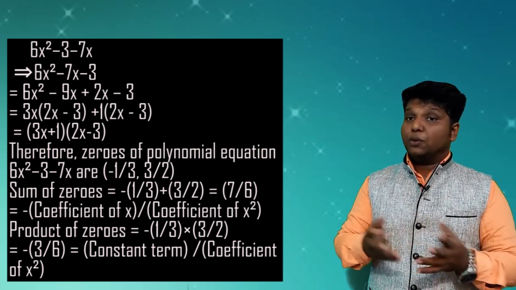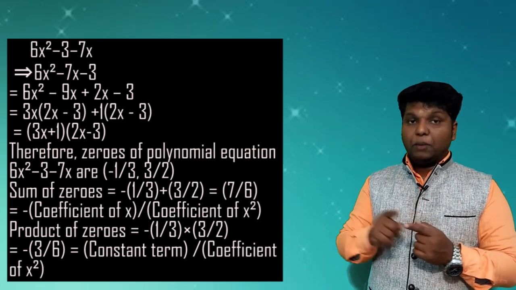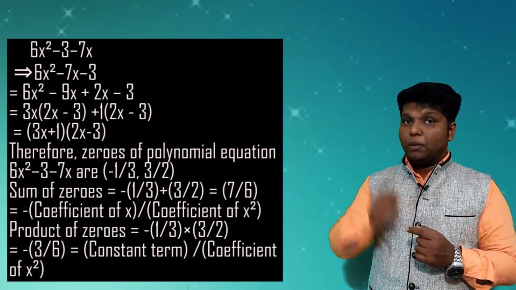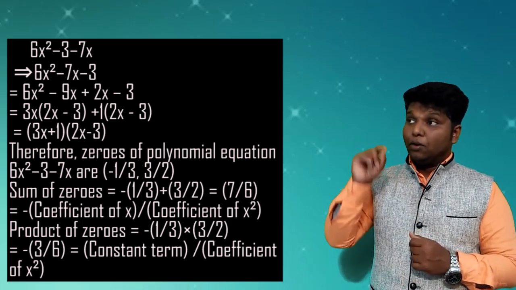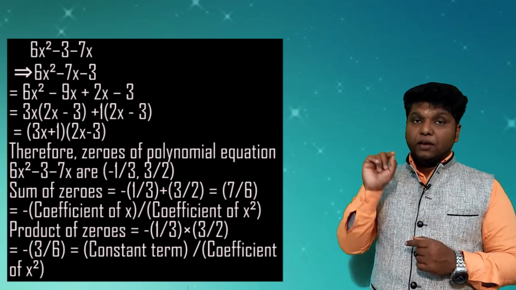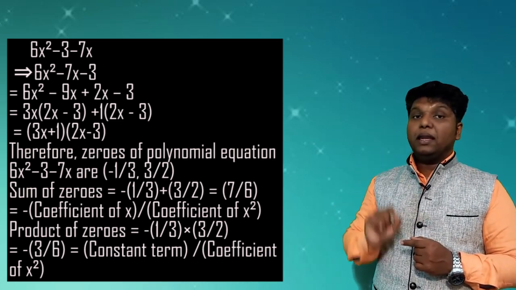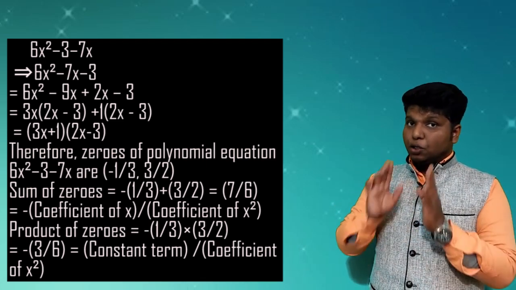If there is something to cancel, you can cancel. Yes, there is. On the top and bottom, you can see 3 is there. It's common, so you can cancel them. Now, while cancelling, what did you get? Minus 1 by 2. Is it clear? You got minus 1 by 2.